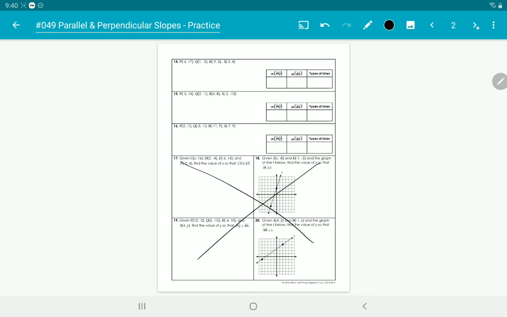I just thought I'd post this for some extra help on these practice problems if you need them.